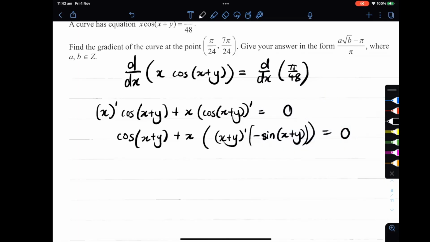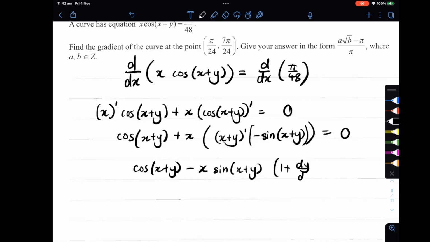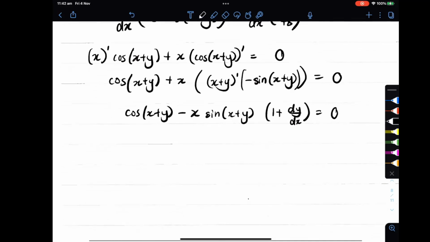Right, so if we do that, we get cosine x plus y. If we differentiate this here, we're going to get 1 plus dy and dx. Actually, we'll bring the negative sine x plus y out to the front as well. Like that. Alright, and then we're going to get multiplied by 1 plus dy on dx if we differentiate that. That's what it looks like to me. Yep, okay.